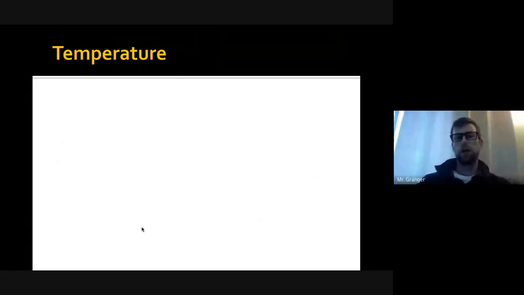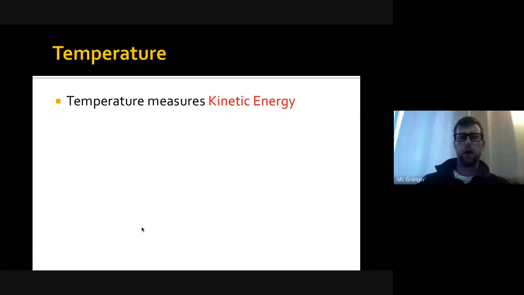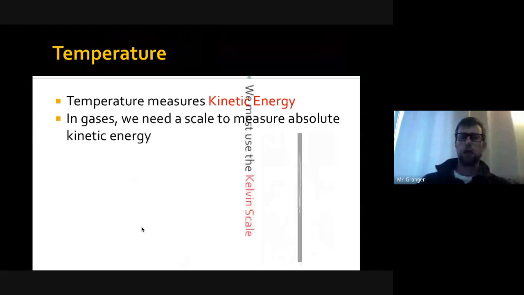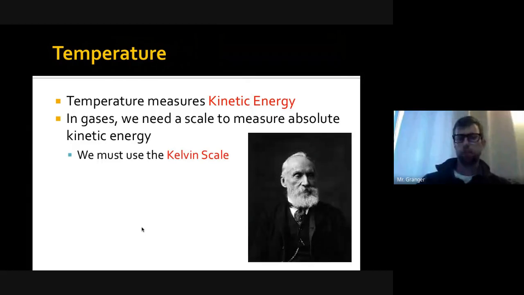The other aspect that we want to look at is temperature. And temperature, we've talked about, measures kinetic energy. Again, energy of motion, or how the particles of gases, in this case, are moving, right? Because this chapter is specifically on gases. So we're looking at how temperature impacts gas behavior and gas movement. In gases, we need to scale our measure to an absolute value to measure the absolute kinetic energy. We don't want an average, we'd like an absolute kinetic energy. So this is why we use the Kelvin scale, after Lord Kelvin.